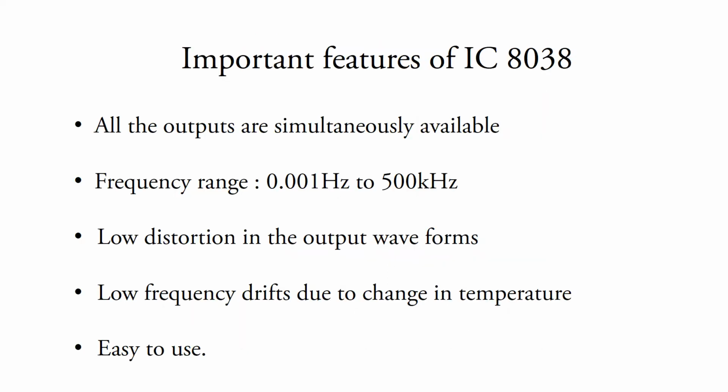The main important features of IC8038 are: all the outputs are simultaneously available, the frequency ranges from 0.01 Hz to 500 kHz, low distortion in the output waveform, and low frequency drift with change in temperature, and it's easy to use.